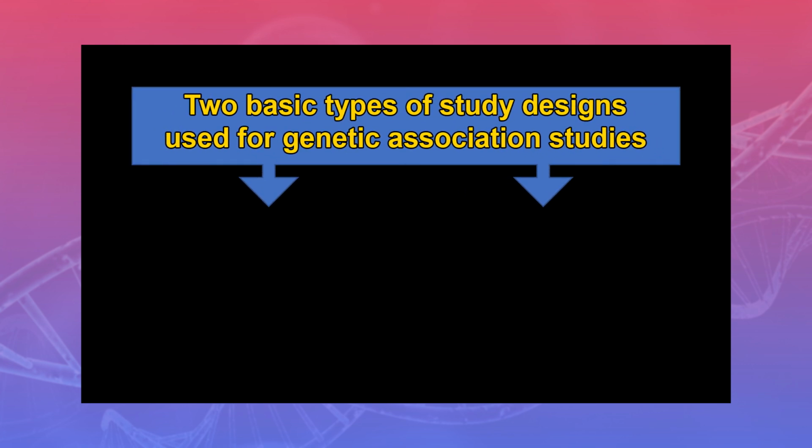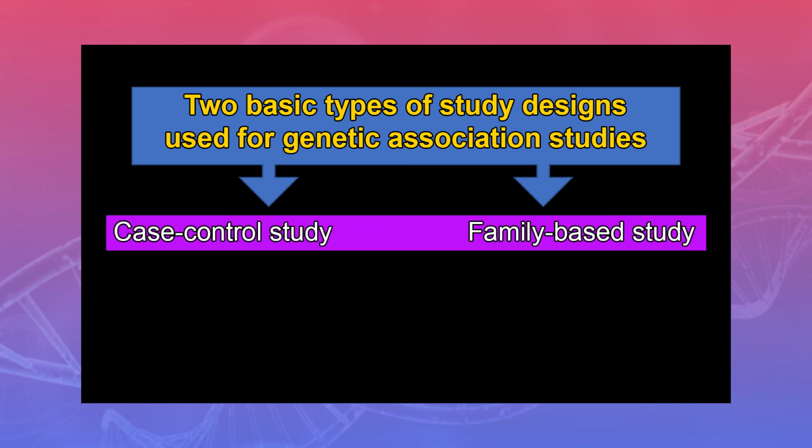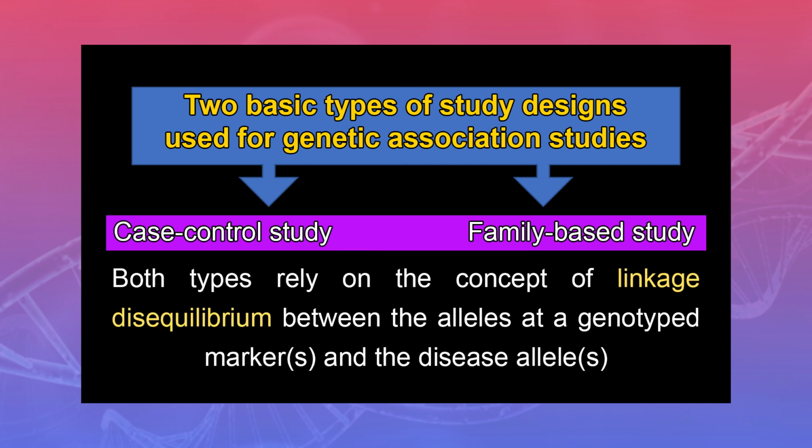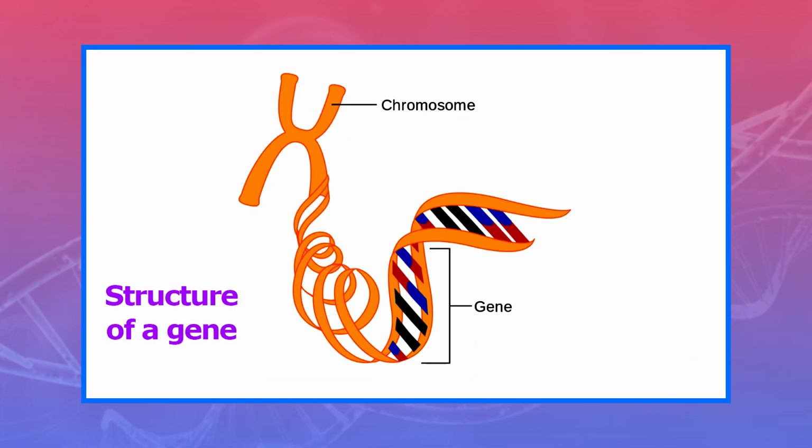There are two basic types of study designs used for genetic association studies: the case control study and the family based study. Both types rely on the concept of linkage disequilibrium between the alleles at a genotyped marker and the disease allele. The development of common disease results from complex interactions between numerous environmental factors and alleles of many genes. Identifying the alleles that affect the risk of developing disease will help in understanding disease etiology and subclassification.